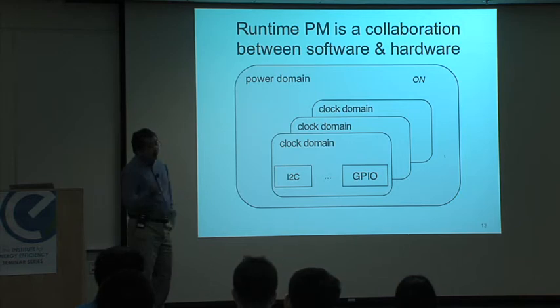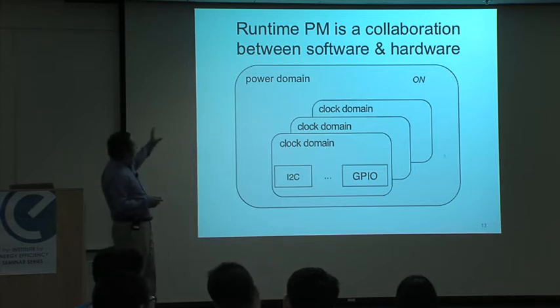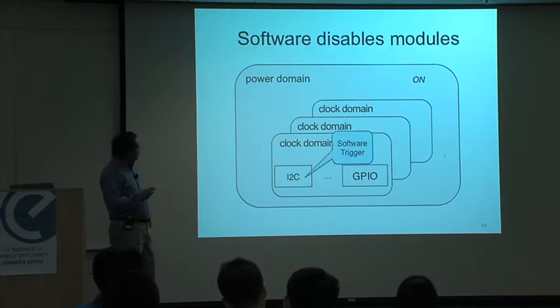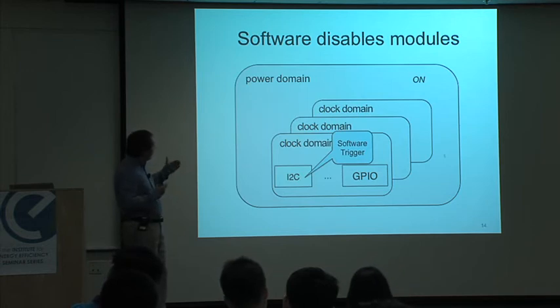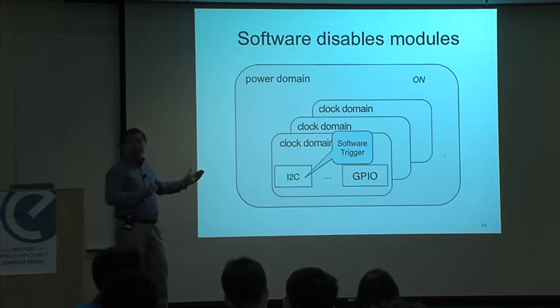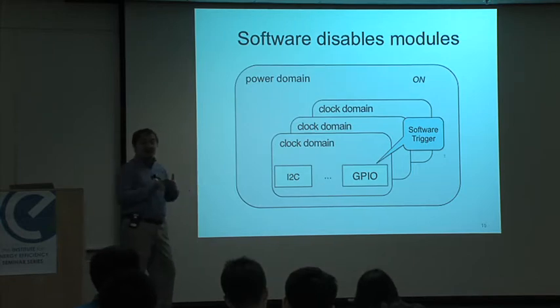Now, runtime power management is actually a collaboration between software and hardware, and I'll explain in theory how it's done, okay? Basically, this is an example. I showed one power domain with multiple clock domains. The software will trigger the enable and disable of the module, right? When the module is idle, the software will disable it. Once software disables it, the hardware will gate the clock, stopping the clock from propagating to this module.